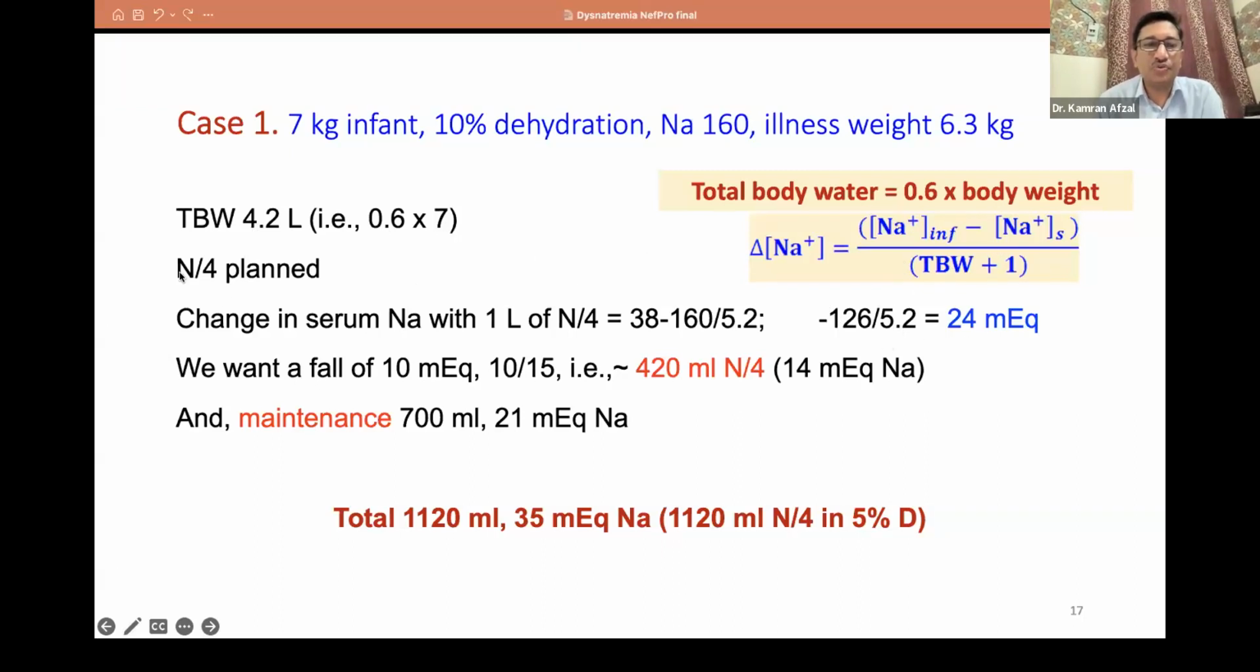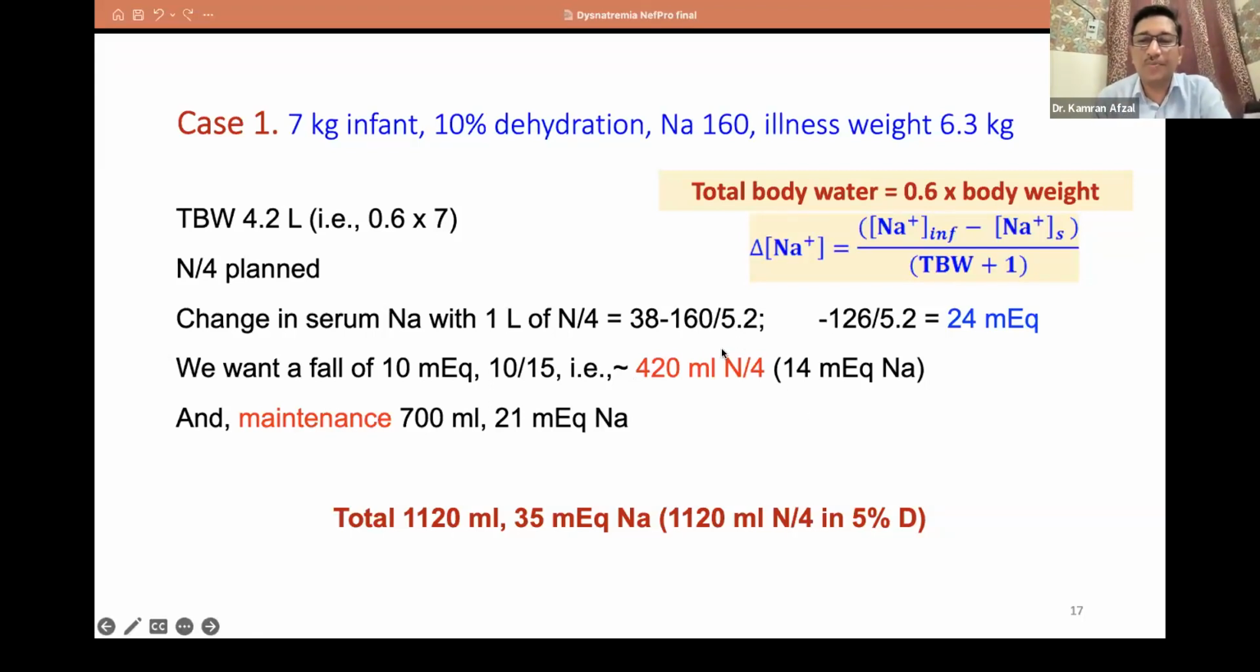Now, if I decide to use N/4 to correct this dehydration, then 1 liter of N/4, now N/4 contains around 38 milliequivalents of sodium. So 1 liter of N/4 would be able to reduce the sodium by 24 milliequivalents. However, we do not want to reduce the sodium in a day by 24 milliequivalents. Therefore, if we want to get a fall of 10 milliequivalents instead of 24, we get 10 upon 25. So you will be using around 420 ml of N/4.